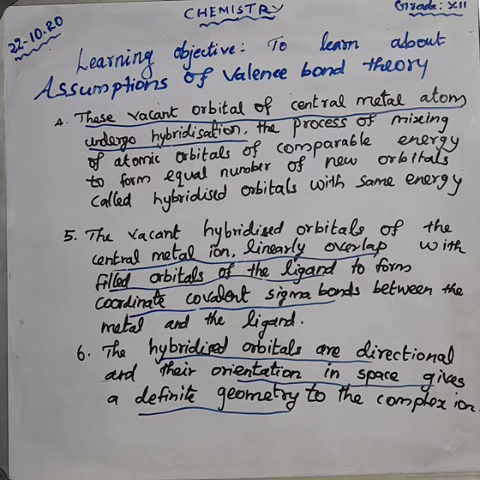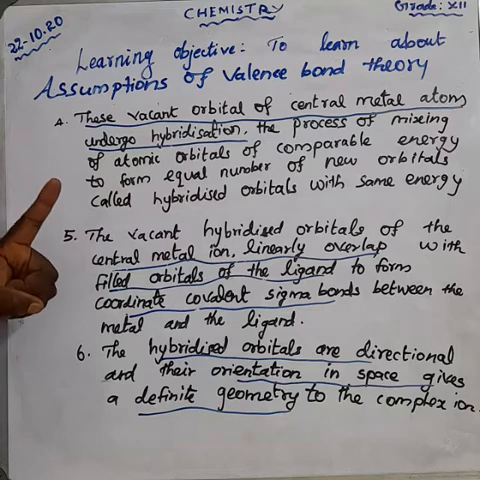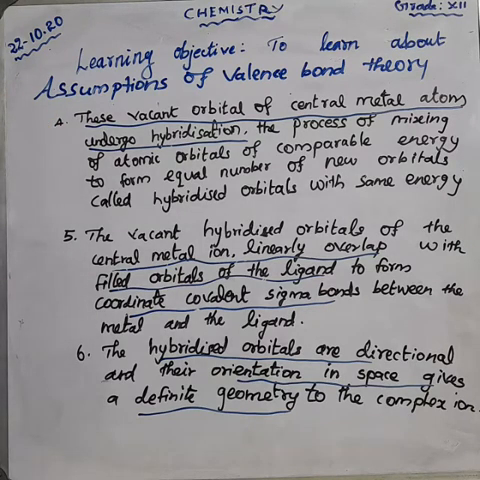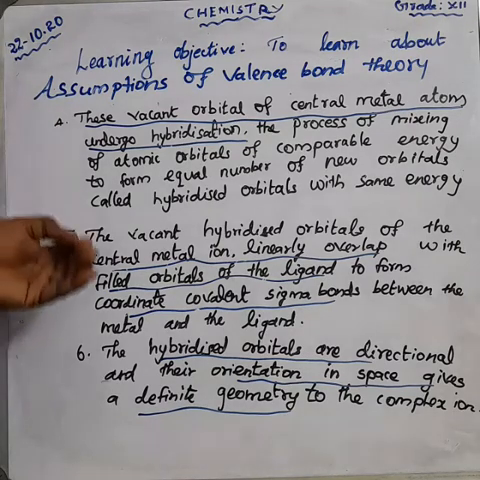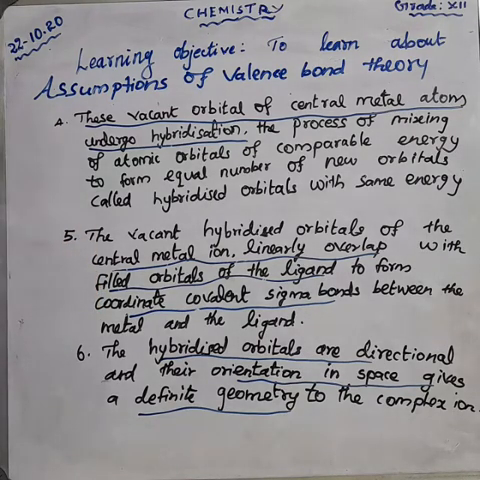About the character of the ligand, each ligand should have at least one filled orbital containing a lone pair of electrons. Next, the central metal ion present in the complex provides the required number of vacant orbitals. These are the first 3 points. About the 4th point, we are going to discuss hybridization.